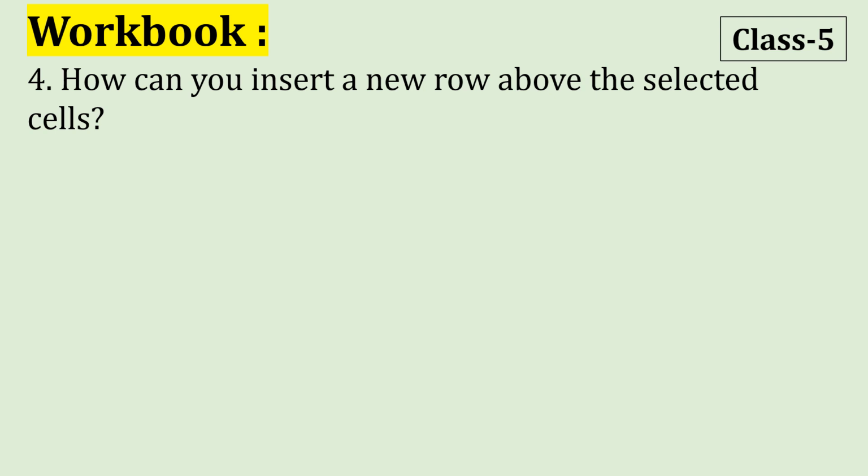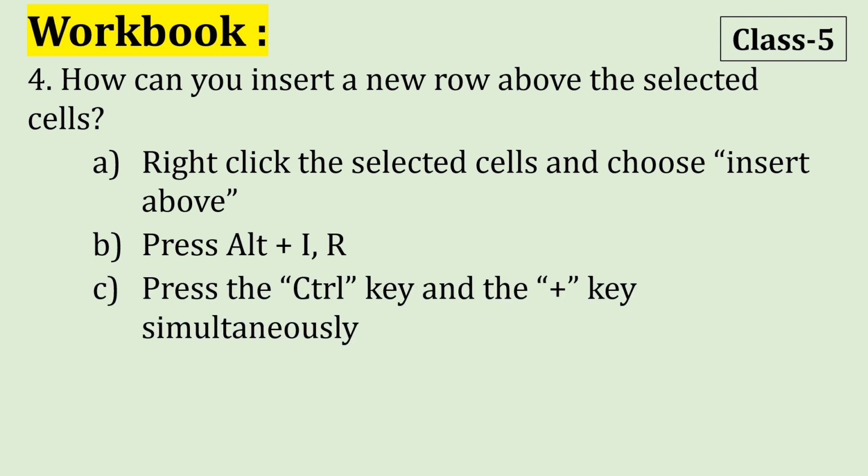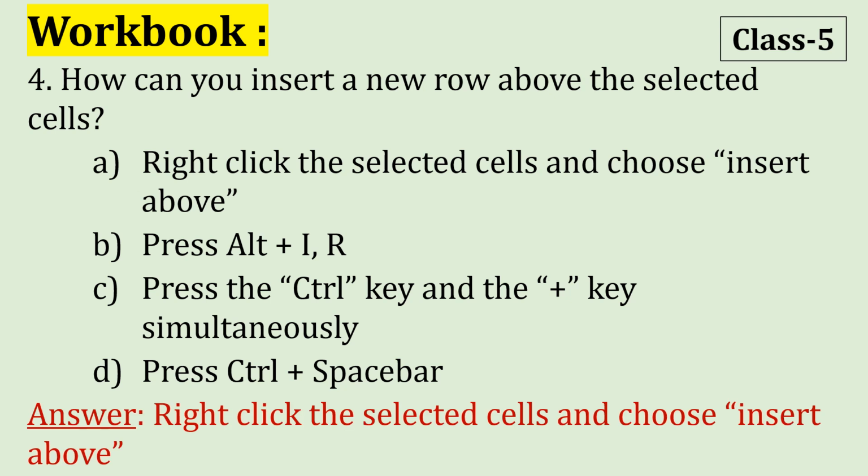Next, how can you insert a new row above the selected cells? Options A. Right click the selected cells and choose Insert Above. B. Press Alt plus I plus R. C. Press the Control key and the plus key simultaneously. And D. Press Control plus Spacebar. Answer is, right click the selected cells and choose Insert Above.